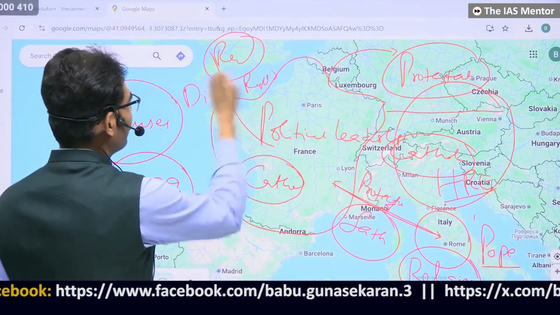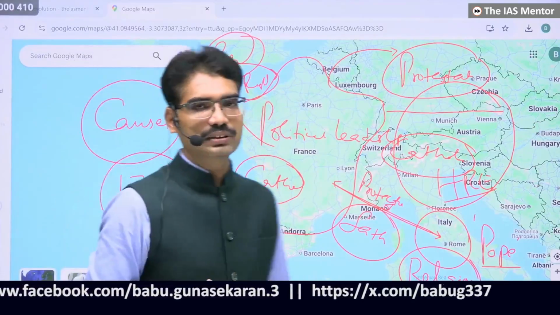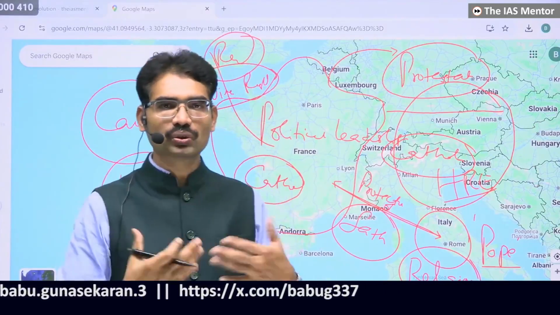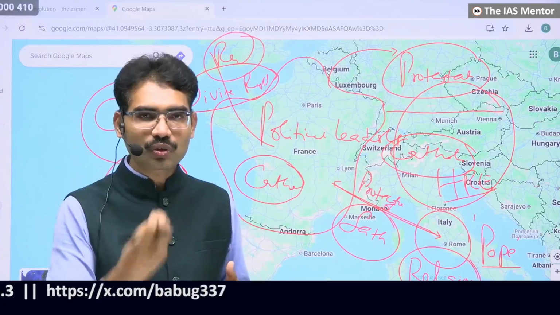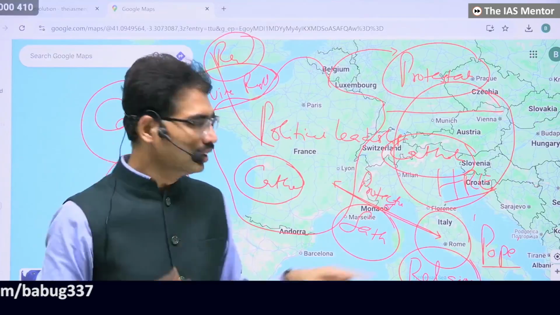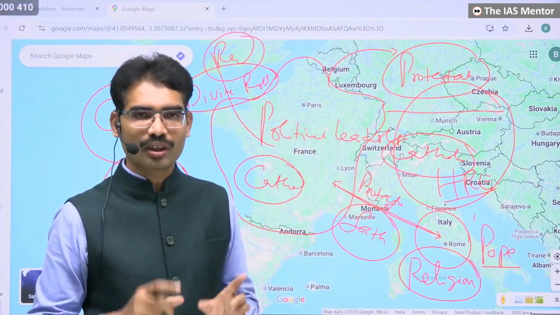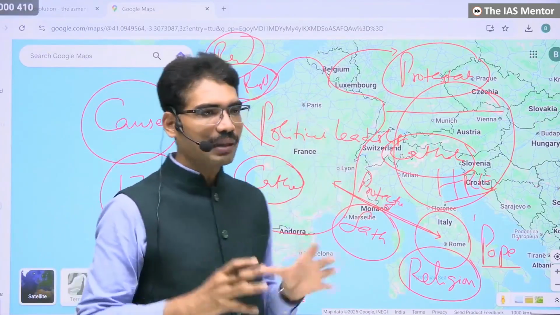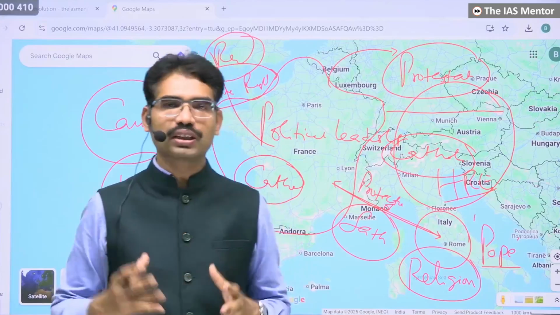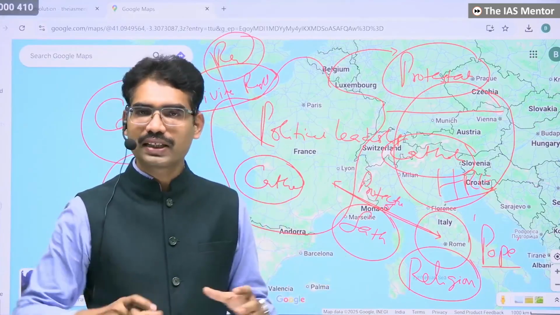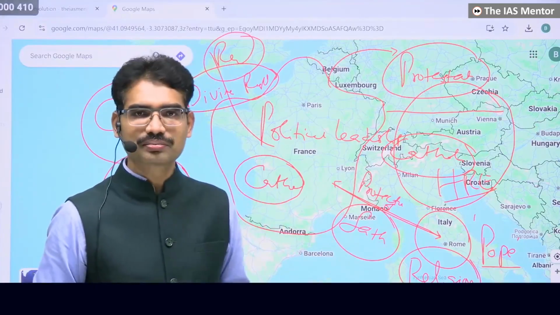Divine rights means God alone is represented. God alone has given me the mandate to rule you. If you question me, that means you are questioning God. And in religion, if you question God, the penalty is death. Getting it? The king is temporal. Temporal means in this world he is ruling, like any common person. He is also a common person.